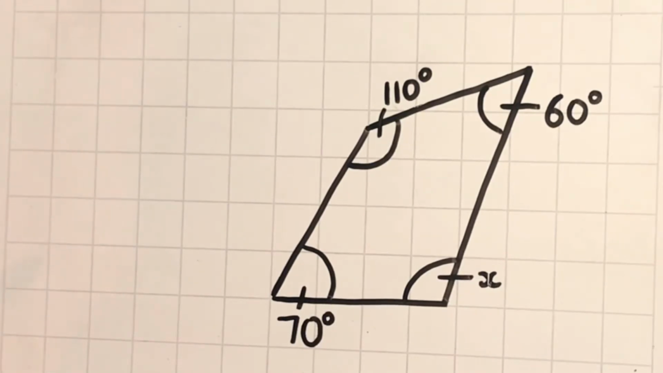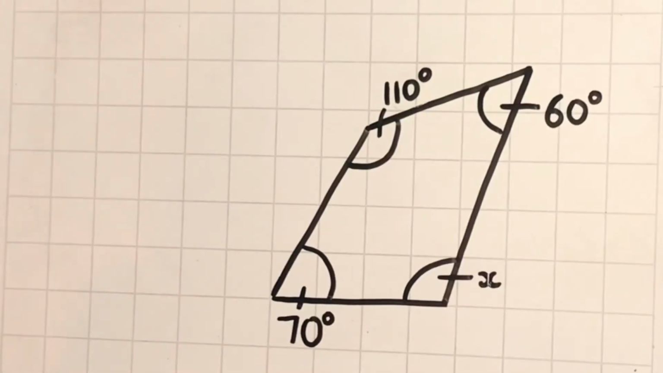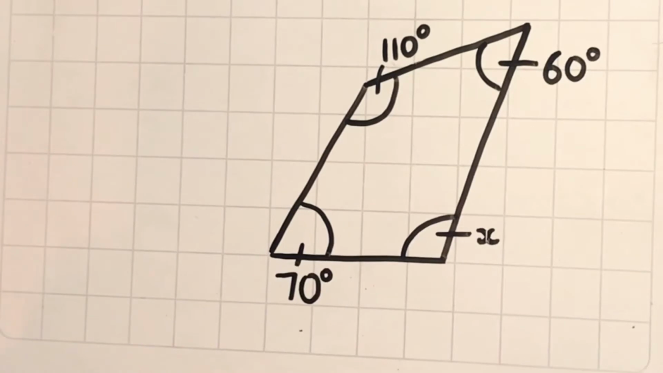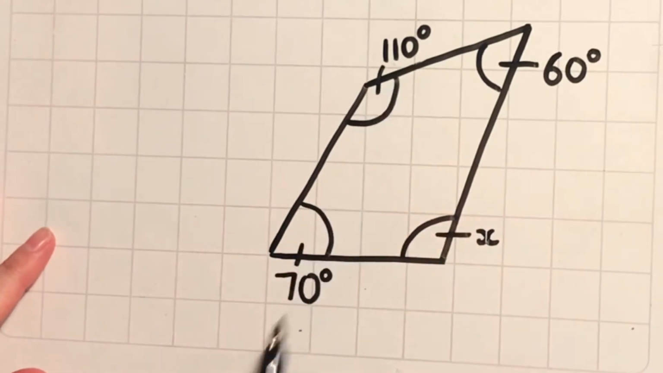You need to know that all the angles in a quadrilateral, which is a four-sided shape, add up to 360 degrees. Once you know that, it makes it a little bit easier for you to answer these type of questions. So step number 1, have a look at the angles that you have already got in the shape. So we've got 60, 110 and 70. So first thing you want to do is add those three angles together.